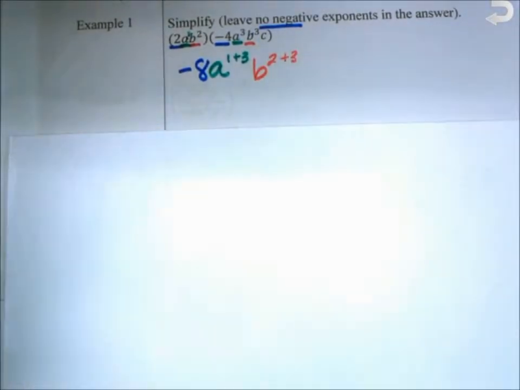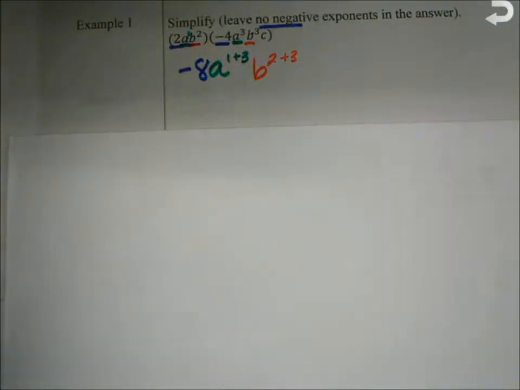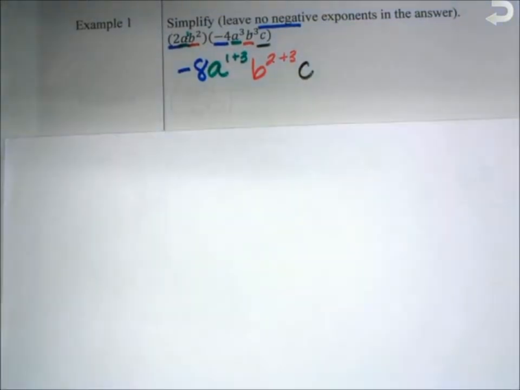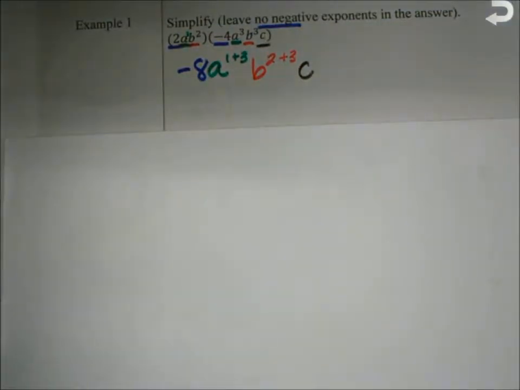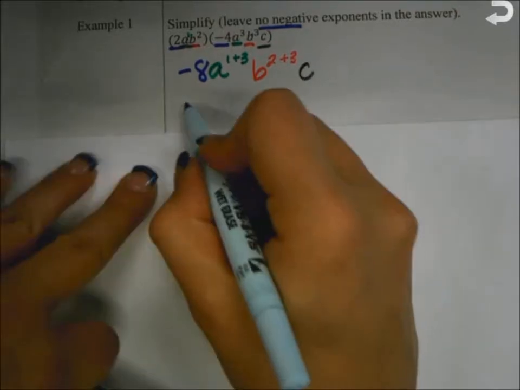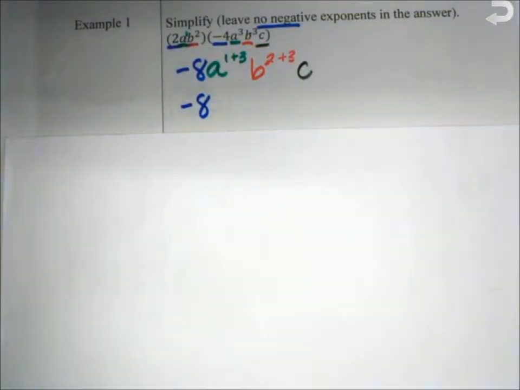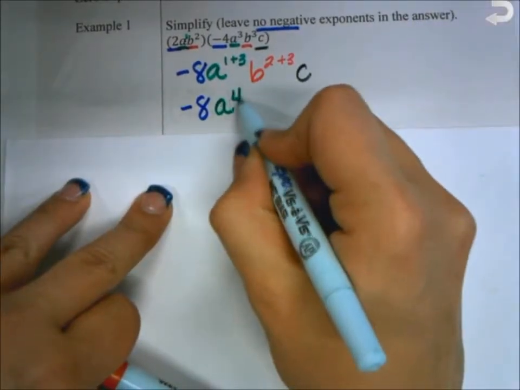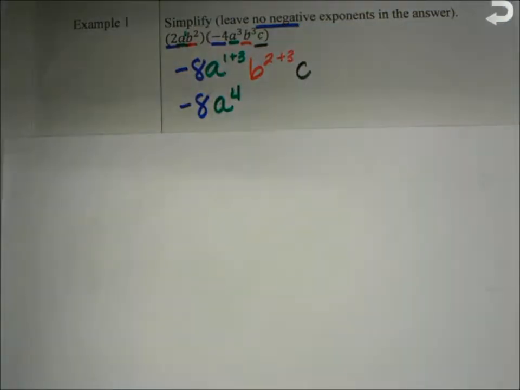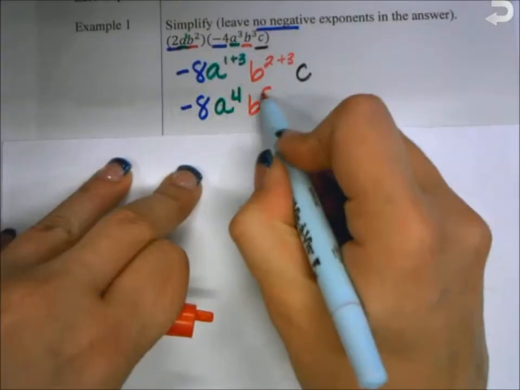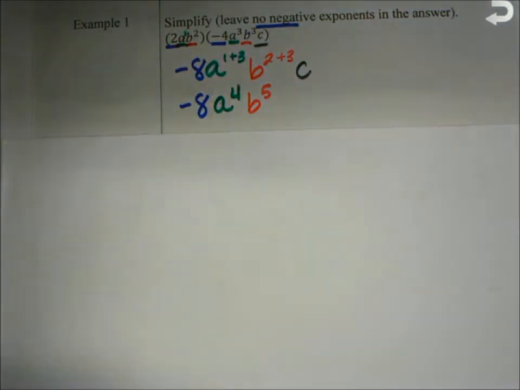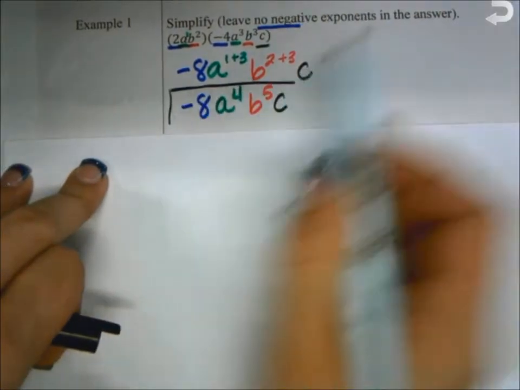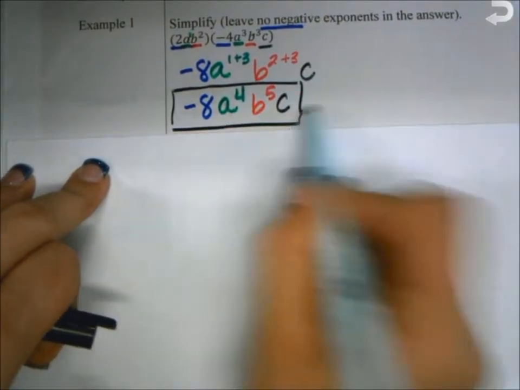And then I have c, which is all by itself out here on the right, so I just leave c like that. And then I can simplify each of my powers. So I have negative 8, a to the 1 plus 3 gives me a to the 4th, b to the 2 plus 3 gives me b to the 5th, and then I just have c to the 1. So this would be my answer simplified. None of the exponents are negative, so we can leave our answer as it is.